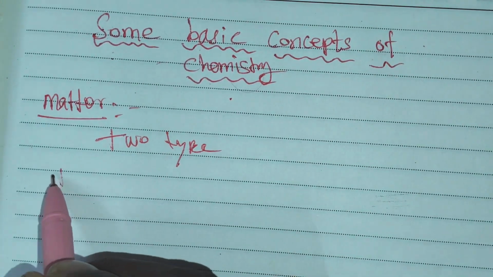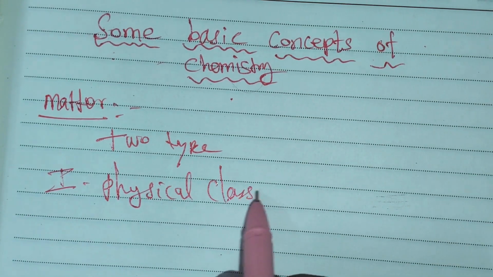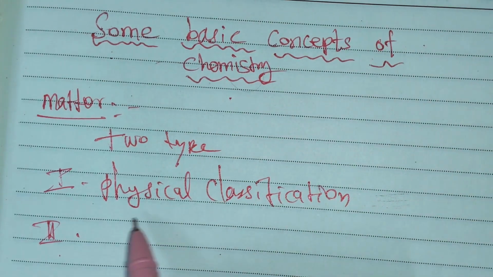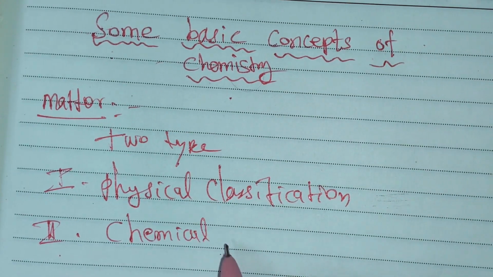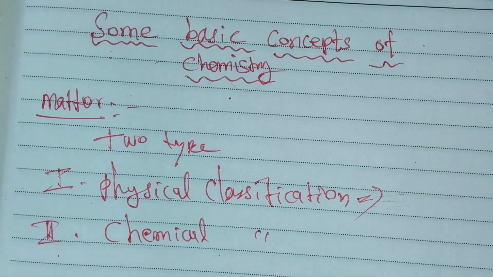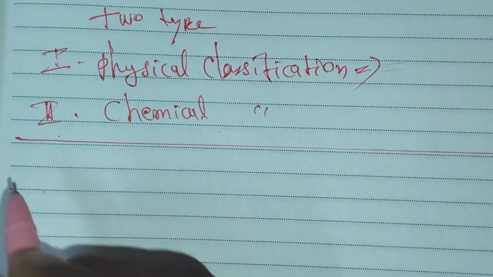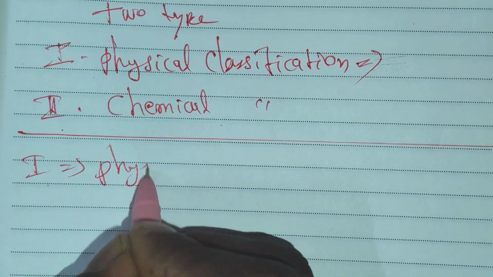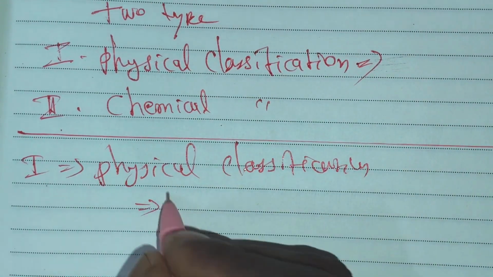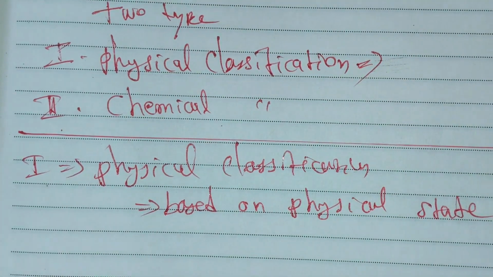So for example, the first is the physical classification, and the second is the chemical classification. The physical classification is based on the physical state of matter. Let's go one by one. The first is the physical classification, which is based on the physical state.